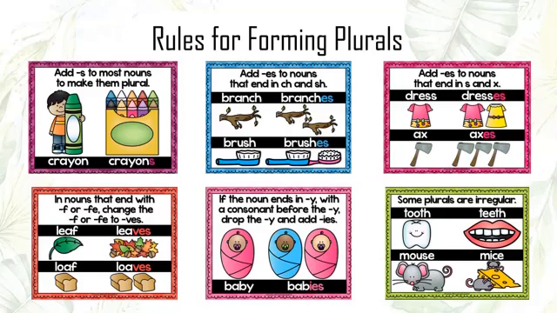The next rule we're going to look at is when the noun ends in y, with a consonant before the y. What you do is you drop the y and you add ies. So for example, baby becomes babies. We also have plurals that are irregular, so they don't follow any of these rules. Two examples are tooth, which becomes teeth, and mouse, which becomes mice.